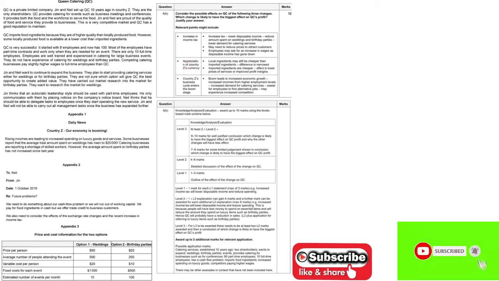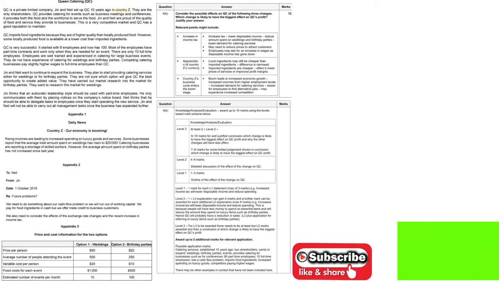So I would like you to go back to the paragraph. Then you can see country-set. Country-set, this is the country where the company works in. Okay, they're working in country-set. So here, you have to talk about what are the possible effects. Which changes will have the biggest effect on the profit?